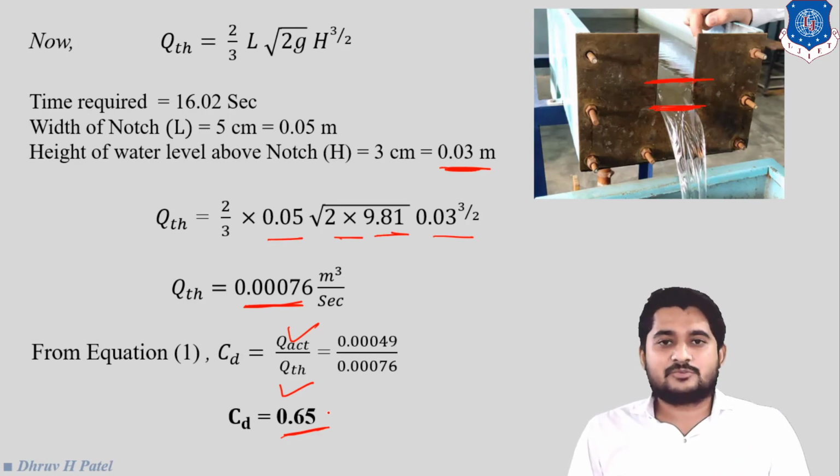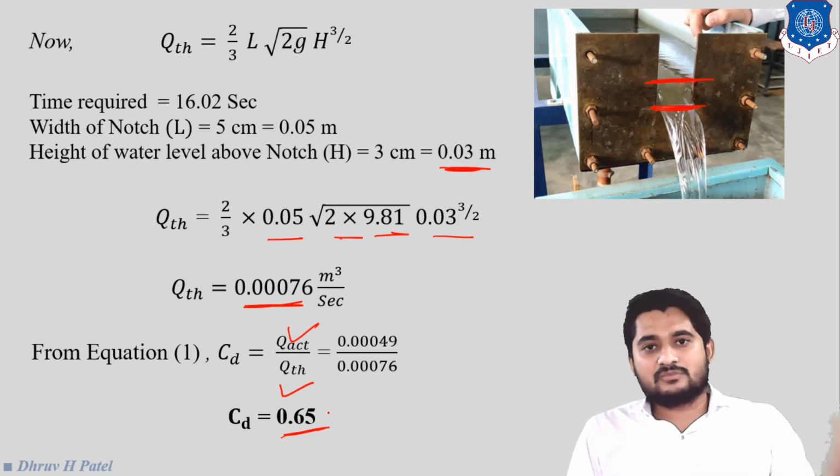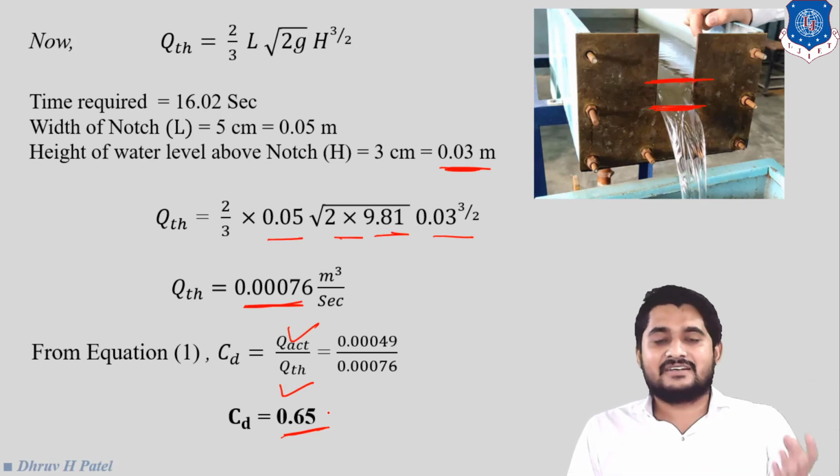So from this experiment, we conclude that from the theoretical data, we can get the value of CD between 0.7 to 0.8 for the rectangular notch, and from this experiment we got 0.65. So by this method we can perform the experiment on the rectangular notch.